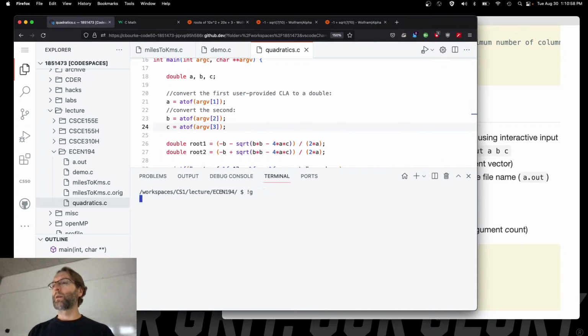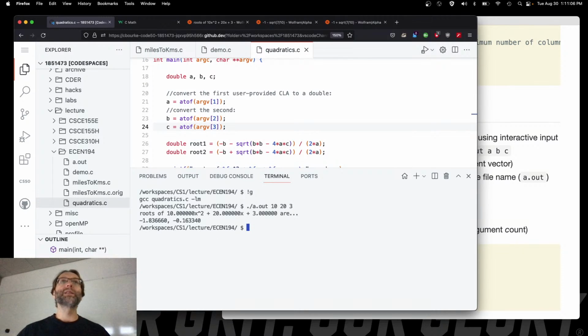Let me go ahead and just compile this and make sure that it works to demonstrate it. Now, 10, 20, and 3. And we get the same exact results as before. But you know, it was non-interactive. Did it prompt me for anything and let me mash my keyboard, hit enter? Did it let me enter in 30? No. Instead, I provided numbers at the command line.